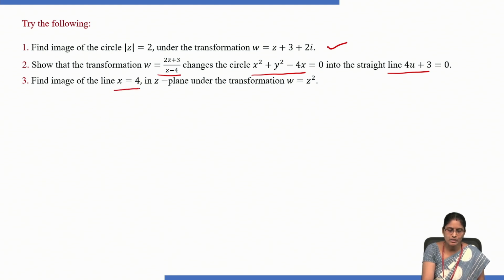Last question, find the image of the line. We have to find out the image of the line x is equal to 4 in the Z plane under the transformation W is equal to Z square. Try these problems by using translation, inversion and rotation.